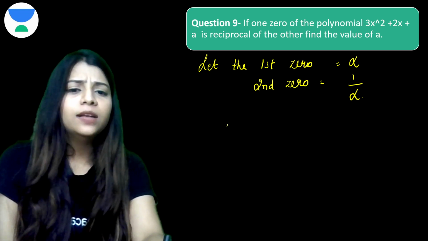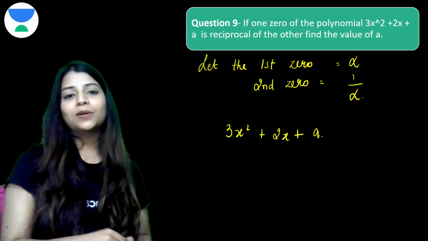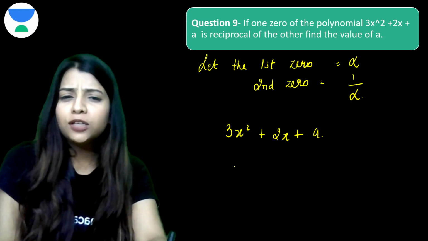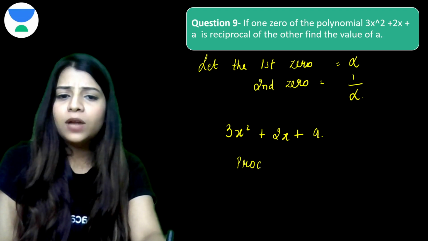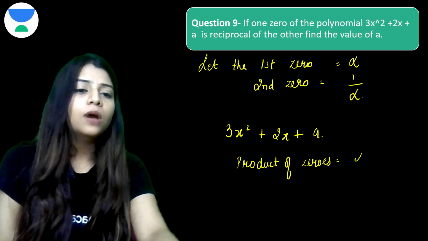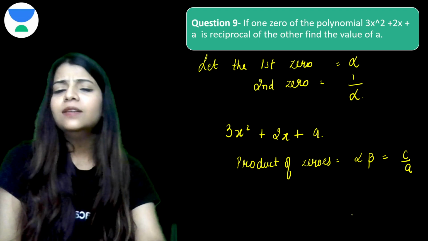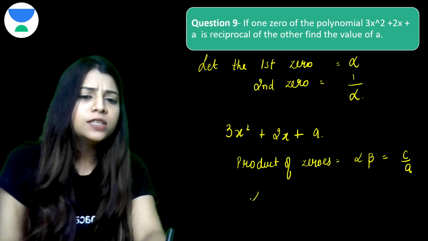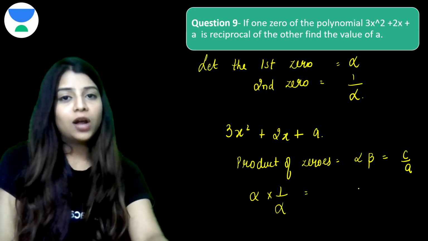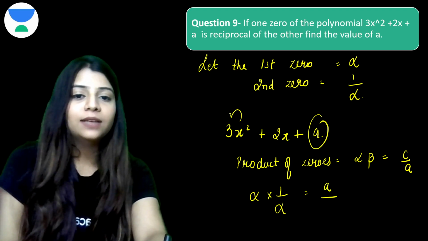Now I know that the polynomial is 3x squared plus 2x plus a, and I have to calculate the value of a. And I also know that the product of zeros is equal to alpha into beta, which is equal to c by a. Alpha and beta, that is the first zero and the second zero. If the first zero here is alpha and the second zero here is 1 by alpha, c is your constant term, which is a over here, and a is your coefficient of x square, that is 3 over here.